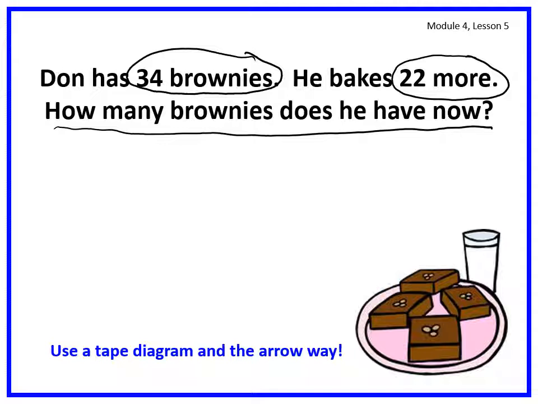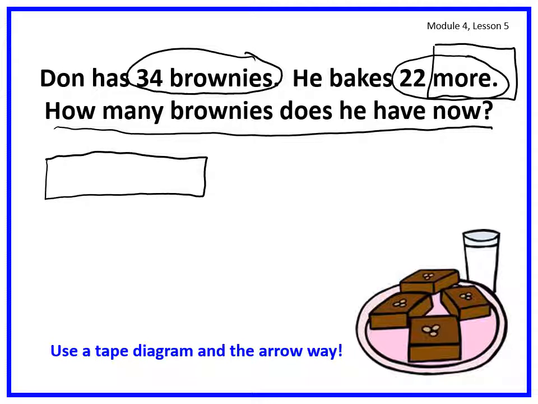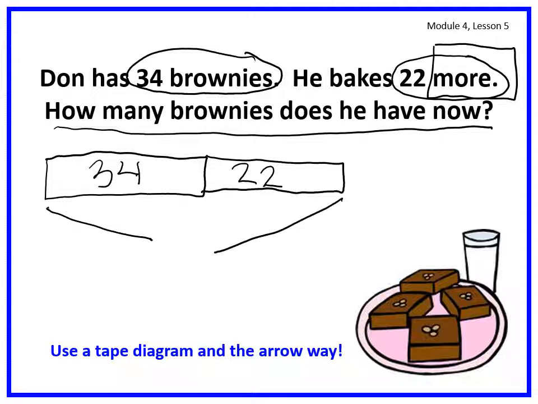So when I look at that, I know that if he bakes 22 more, I'm probably going to be adding in this problem because I want to know how many he has total. So if I start with my tape diagram, I know that there's 34 that he has already baked. And then he has 22 more. So then I can set it up just like that. And I want to know that total number. So putting those two together, how many does he have?